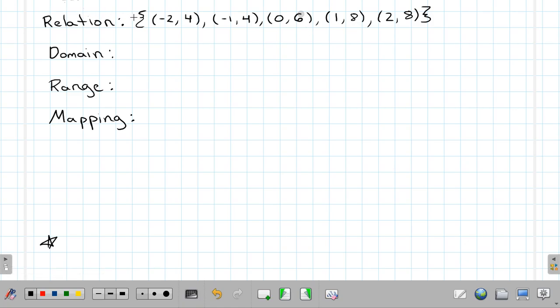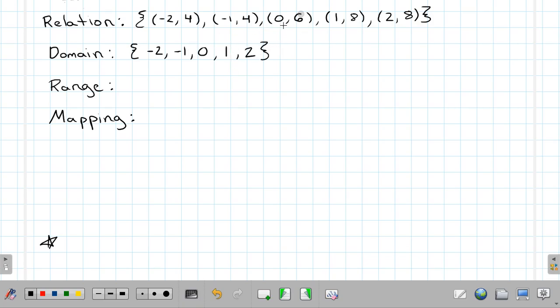Well, before we do a mapping, which is the next definition we did on the last page, let's go ahead and talk about domain and range. If this is the relation, well, what's the domain going to be? Well, once again, it's a set, so we use braces here, of the x coordinates. Well, what are the x coordinates? Well, if we look at each ordered pair, the x coordinate is the first number in each ordered pair. So it's -2, -1, 0, 1, and 2.